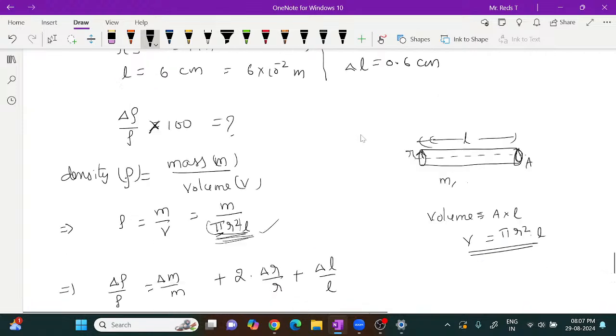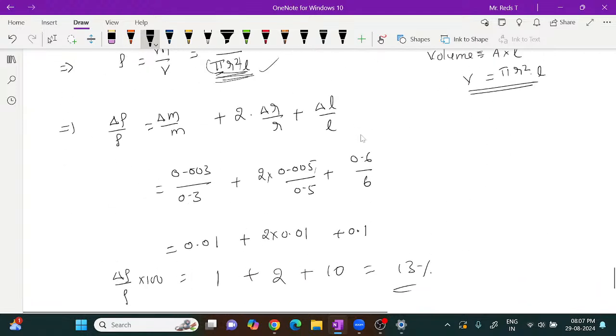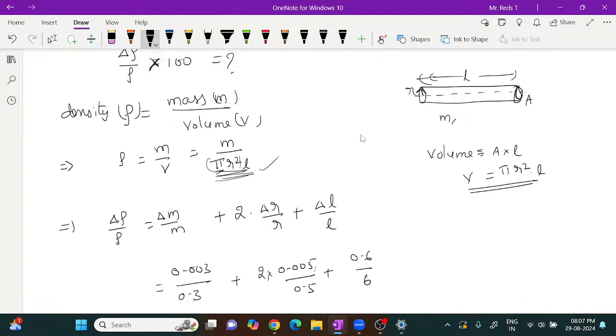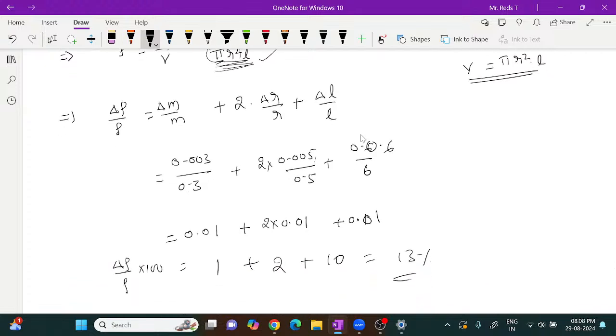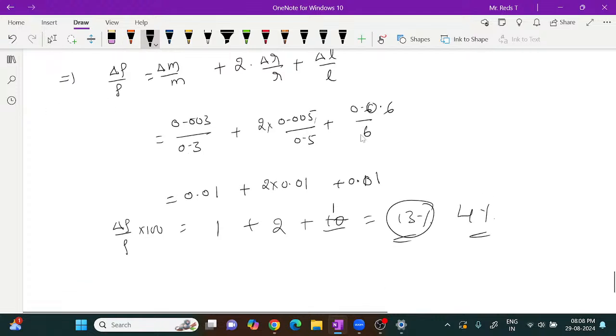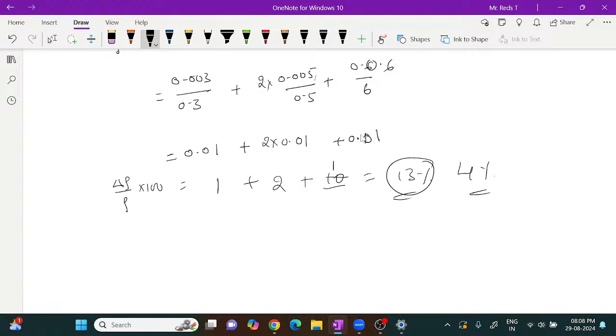So actually, it is supposed to be 0.06. If it is 0.06, then you'll get here 0.01 into 100 gives you 1. Then instead of 13, you'll get 4%. That is, I think, a printing mistake maybe. So the total maximum percentage error in density, delta rho by rho into 100, is equal to 4%.